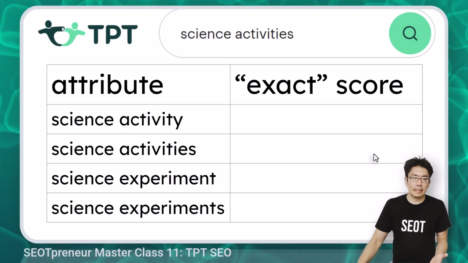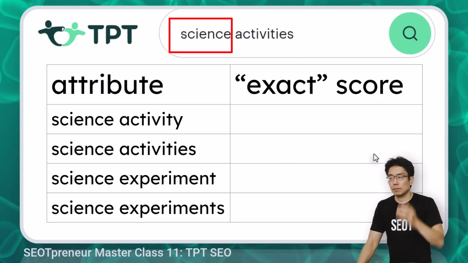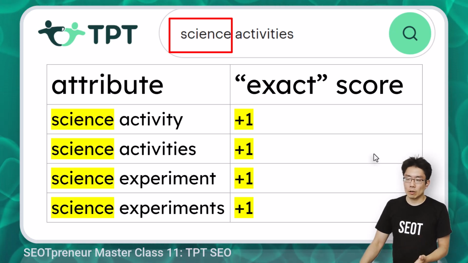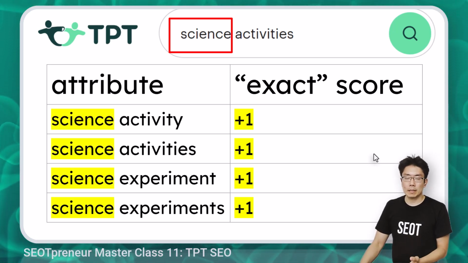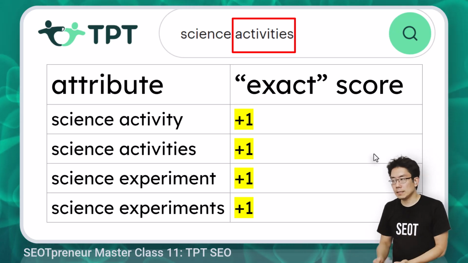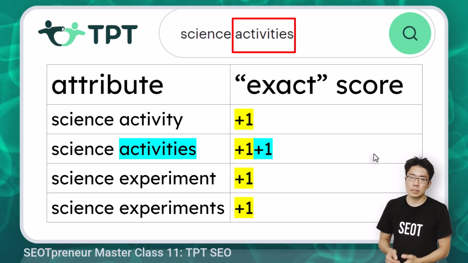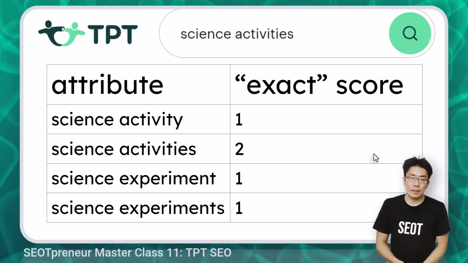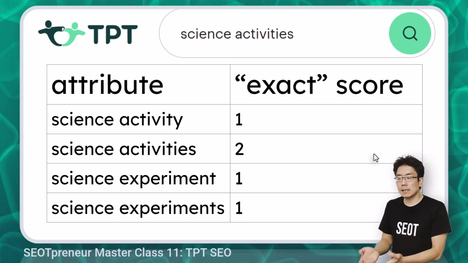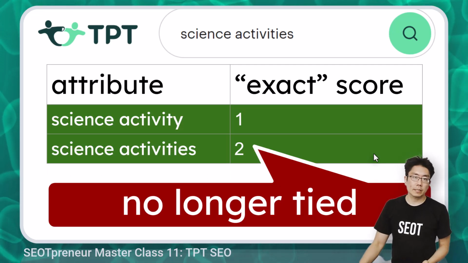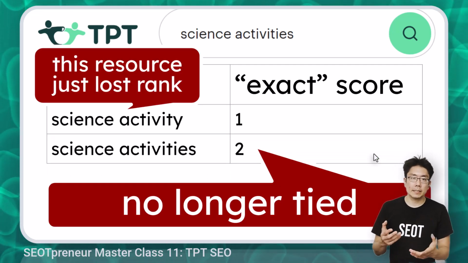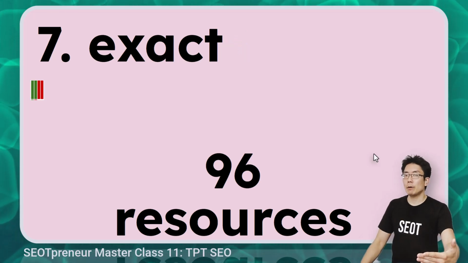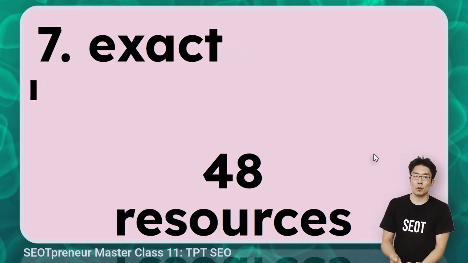Today is September 8th, and activities did not highlight activity. Synonyms. Then if we look at the exact score again, well, the teacher wrote science activities in the search bar. Science is in all of these resources, so they all get +1, and activities is only in one of these resources, so that one would get +1. The exact score is different if activity is not seen as a synonym of activities. So these two products are no longer tied. And if something changes and is no longer a synonym, then I should be in the first tie-breaking group, and now I'm competing with 48 resources.